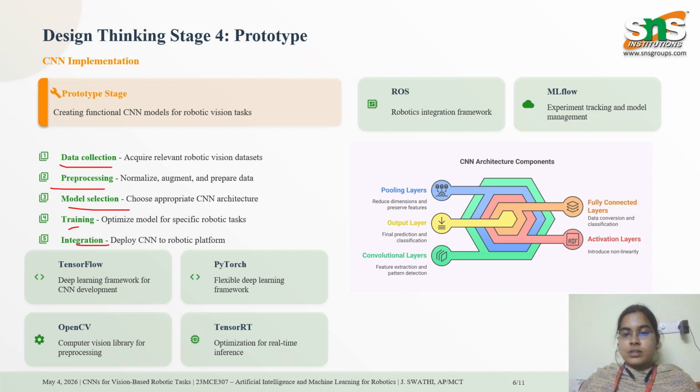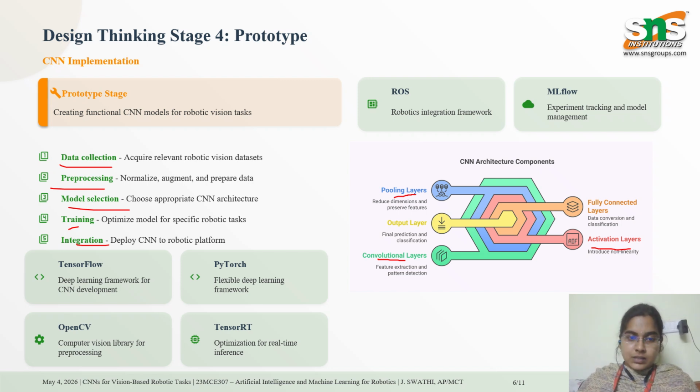So we have components like pooling layers. Pooling layers reduce dimensions and preserve the features. The output layer is the final prediction and classification layer. Convolution layers are for feature extraction and pattern detection. Fully connected layers are for data conversion and classification. Activation layers introduce non-linearity.